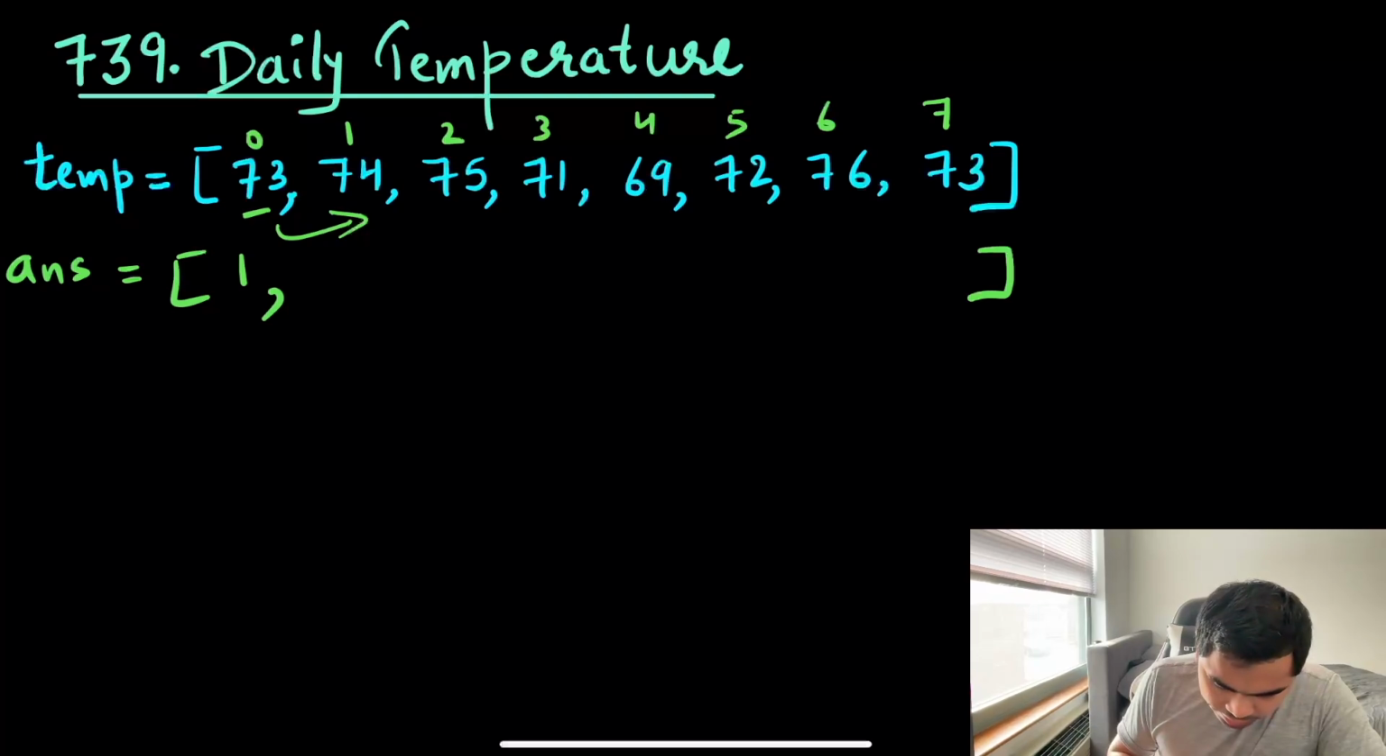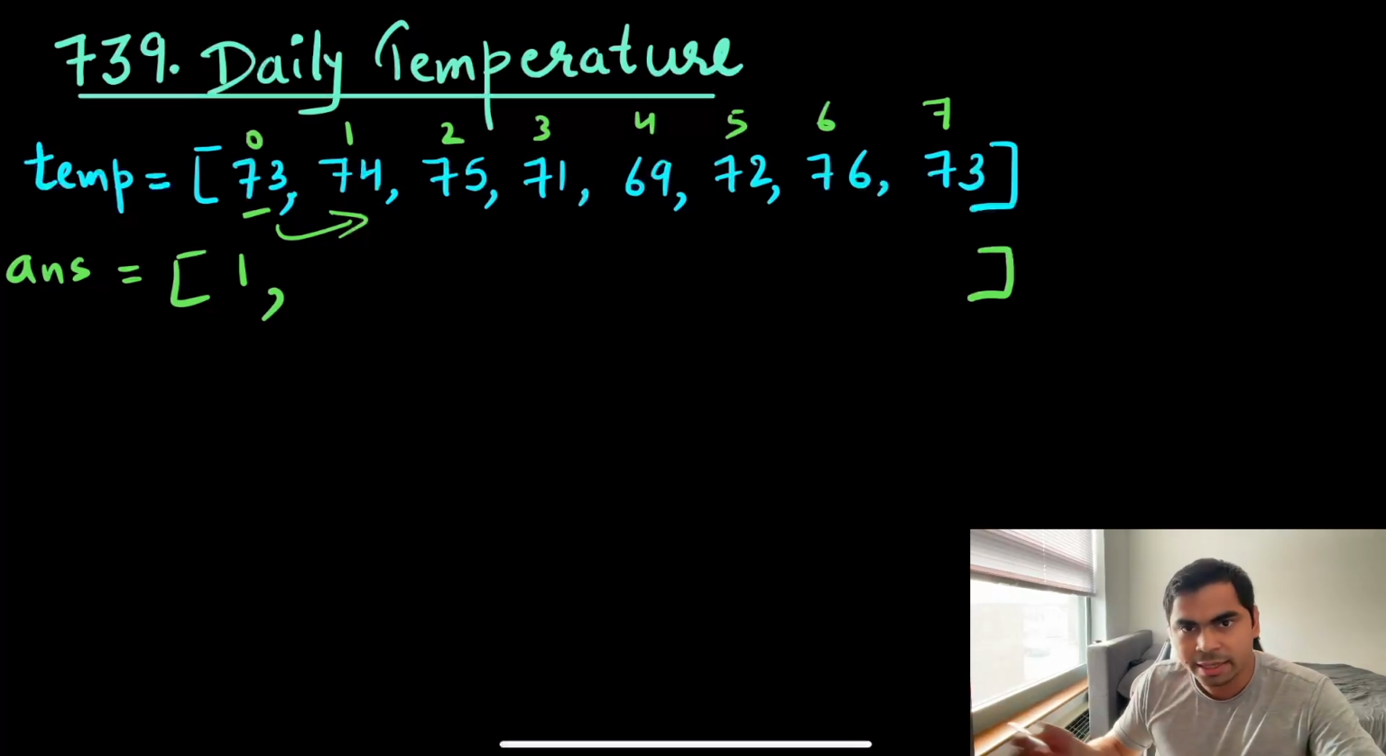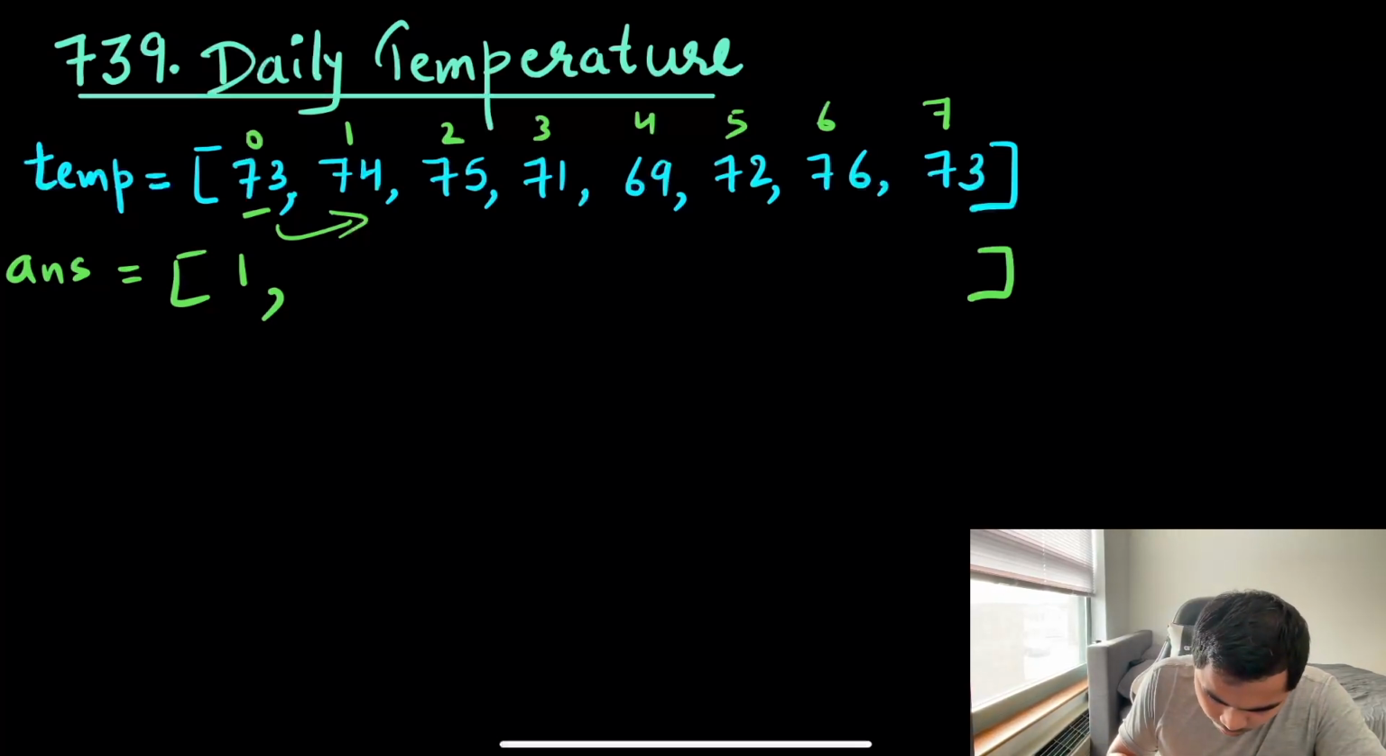Then let's calculate the answer for 74, which is index 1. How many days do I need to wait to get a next greater temperature? This is also 1. How about 75? Well, 75 needs to actually wait. 71 is not greater than 75. 69 is not greater than 75. This is also not greater than 75. This is. So basically it has to wait 1, 2, 3, and 4 days to get a warmer temperature.